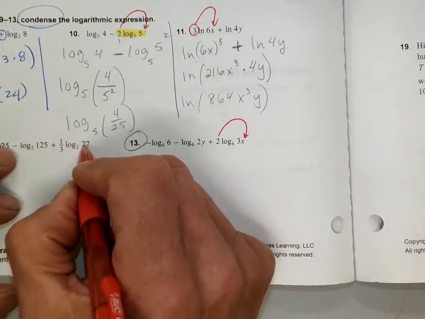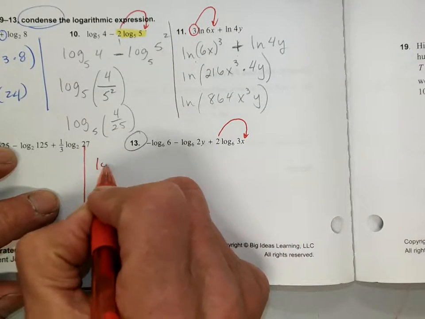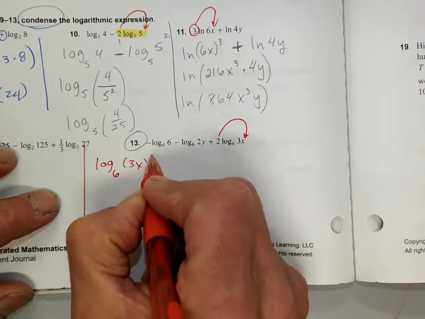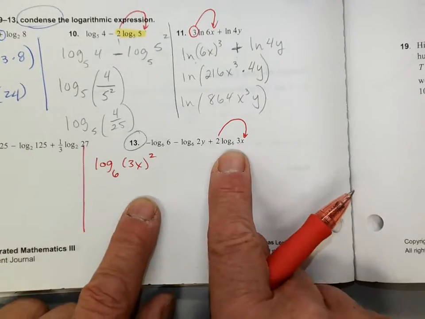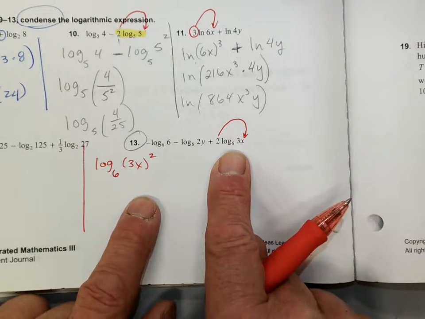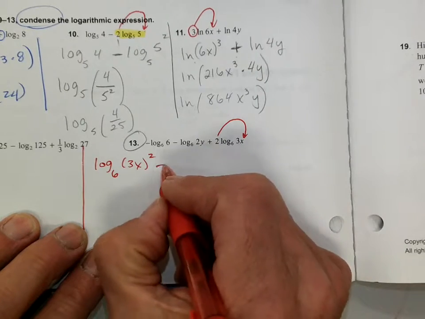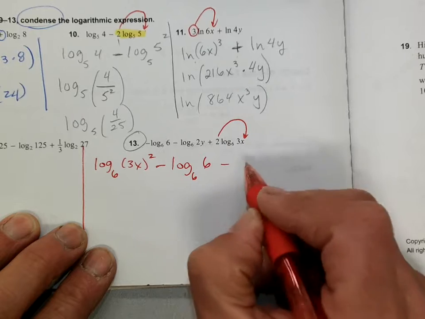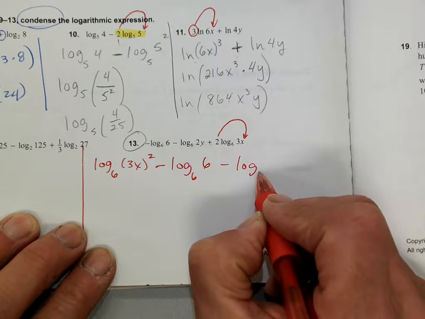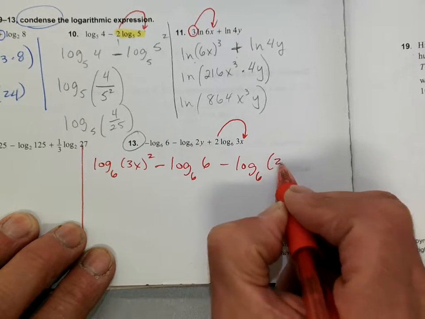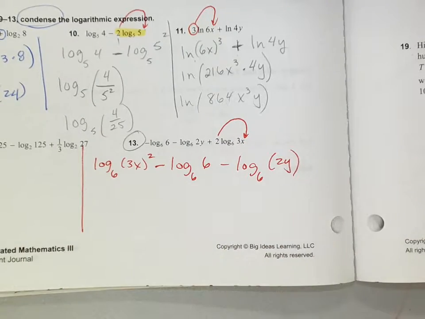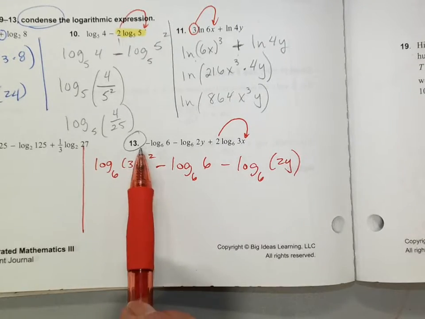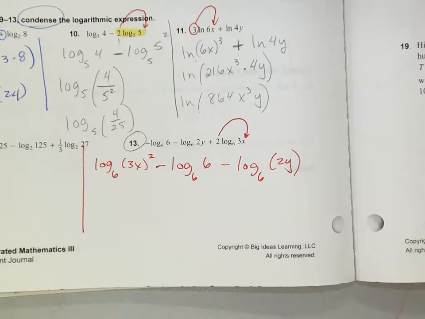I'm going to rewrite this as, first of all, log base 6 of 3x squared. I'm going to do that first. Negative, right? Not yet. Then minus log base 6 of 6 minus log base 6 of 2y. Here's the hard one. So I changed the order because these are like subtract. It's going to make it easier for you.